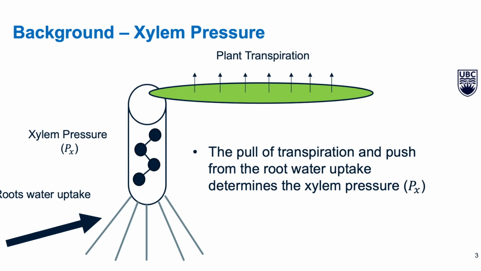Plants take up water through their roots and lose it through transpiration, which can be seen in the diagram here. The difference between the root water uptake and the plant transpiration determines the xylem pressure. The water molecules are connected using hydrogen bonds, creating a hydraulic continuum.